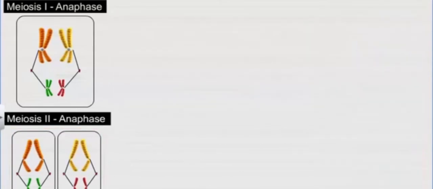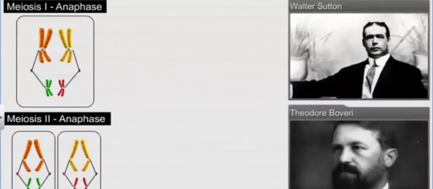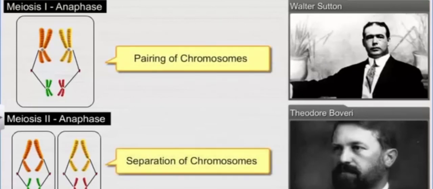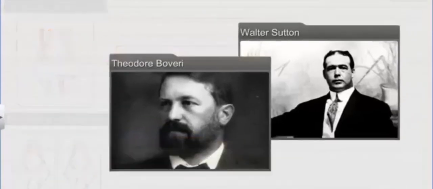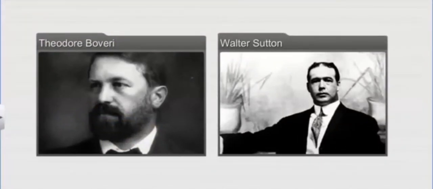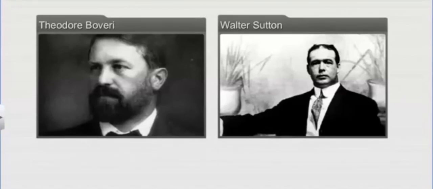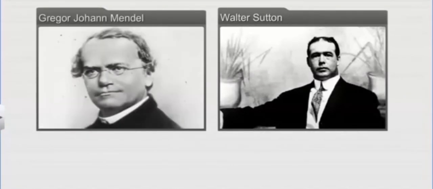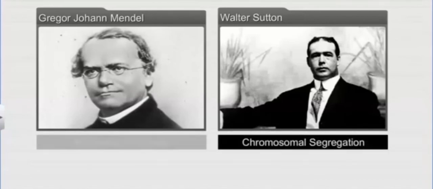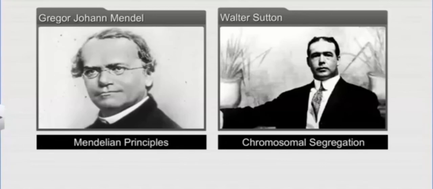Both the scientists Sutton and Boveri were of the opinion that the pairing and separation of a pair of chromosomes would result in the segregation of genes or factors carried by them, and their hypothesis on chromosomal behavior came to be known as the Boveri-Sutton chromosome theory. In fact, Sutton combined the hypothesis of chromosome segregation and Mendelian principles and called it the chromosome theory of inheritance.